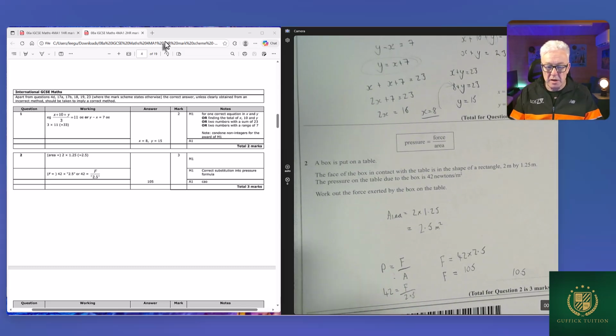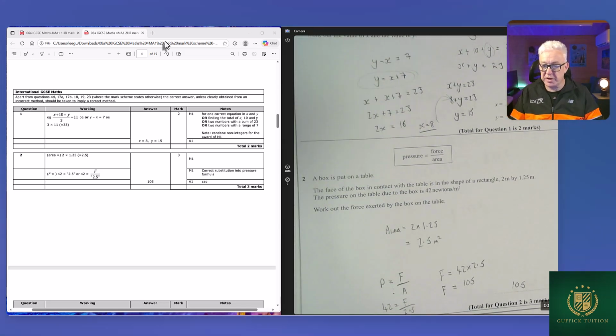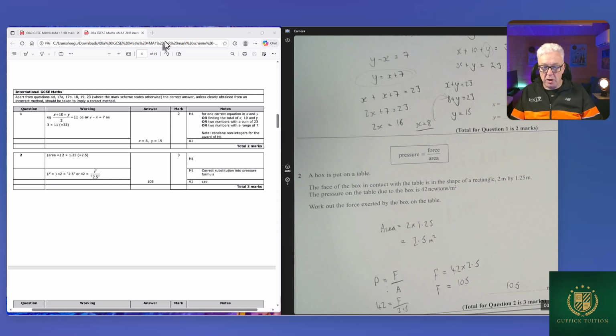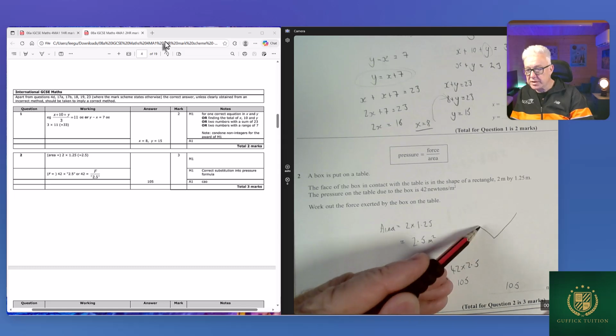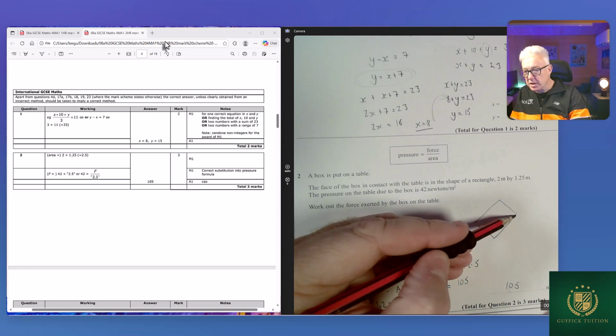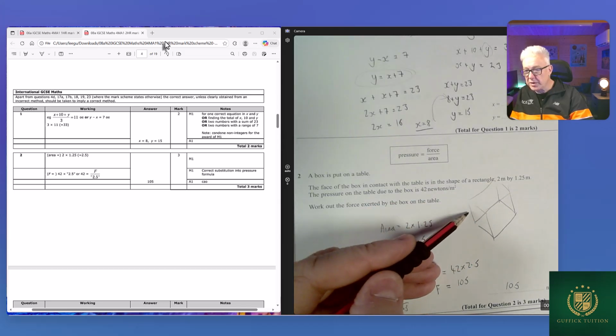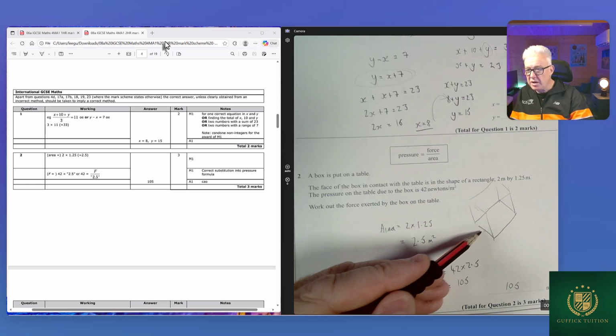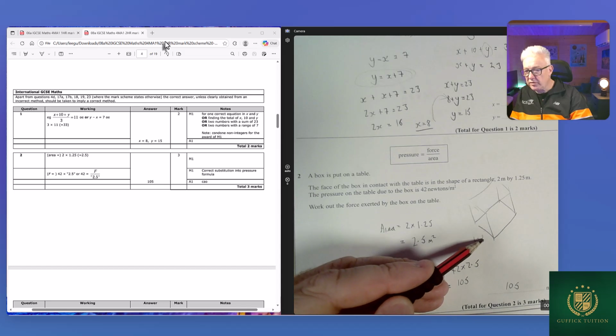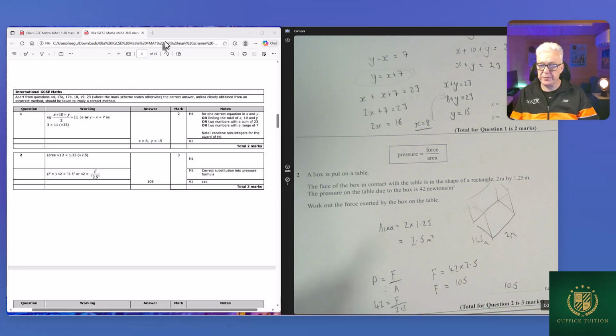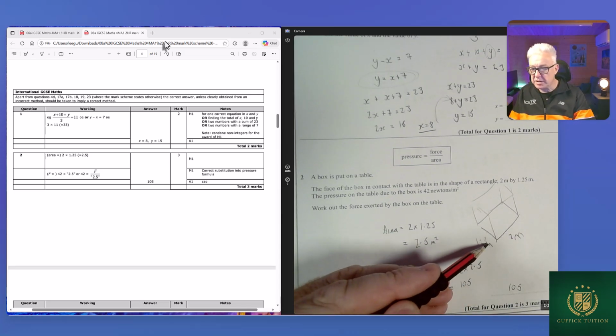They kindly give us the fact that pressure is force over area. That's very nice of them. A box is put on a table, it says. The face of the box in contact with the table is in the shape of a rectangle that is 2 meters by 1.25 meters. So in other words, we've got some kind of a box, something like this. And the surface that's in contact with the table is this bit down here, which is 1.25 meters by 2 meters, like so. That's meant to be an m for meters.